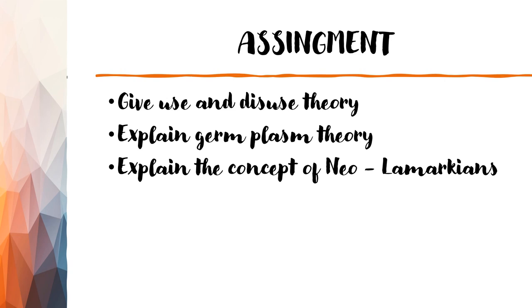So the assignments: the first question is to give the use and disuse theory. Of course, we can give what is use theory and disuse theory with an example. Fine. Then explain germplasm theory. Germplasm theory, of course, is said by August Weismann, and we have to write this germplasm theory. Then the next question is to explain the concept of neo-Lamarckians. So what is the concept of Lamarckians?